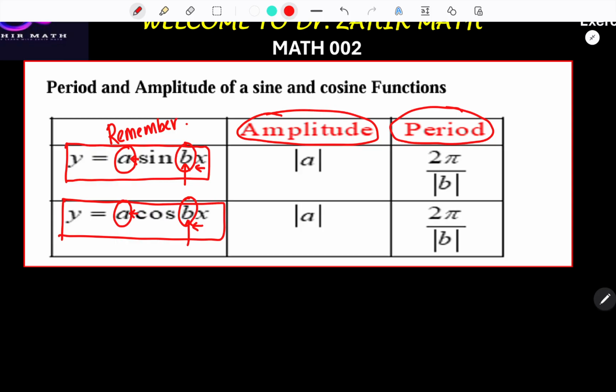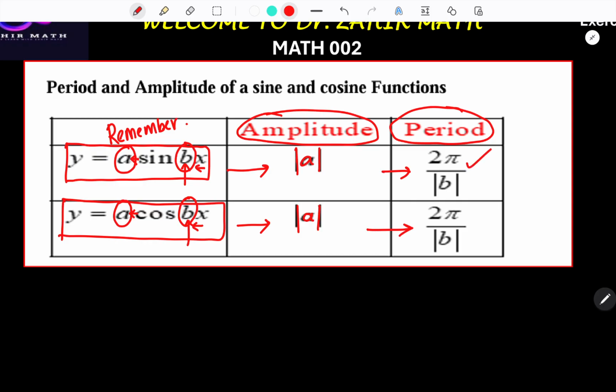What's the formula to calculate amplitude? Absolute value of A. Look at here, this formula is also the same. So it is the same formula for both sine and cosine.